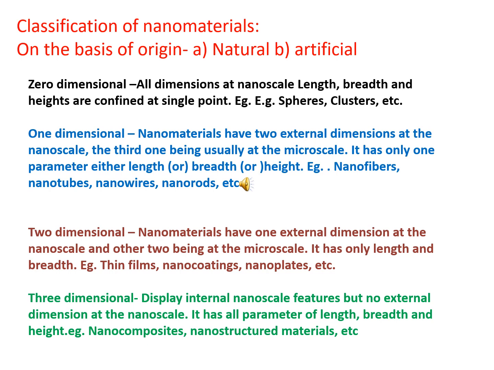3-dimensional. These materials display internal nanoscale features but no external dimensions at the nanoscale. They have parameters like length, breadth, as well as height. Example, nanocomposites, nanostructured materials.